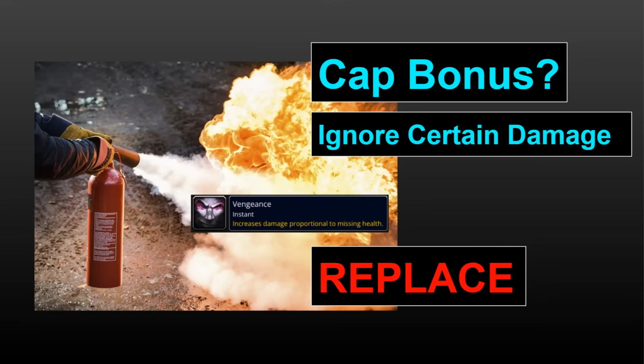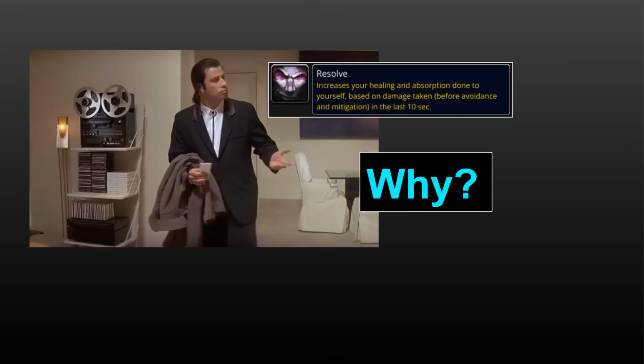But eventually they just threw in the towel on Vengeance and replaced it with a short-lived mechanic called Resolve in Warlords of Draenor. Resolve removed the damage-increasing aspects of Vengeance and replaced it with a self-healing increase. But this had nothing to do with the original purpose of Vengeance. It made tanks harder to balance against each other, and it wasn't an intuitive mechanic.